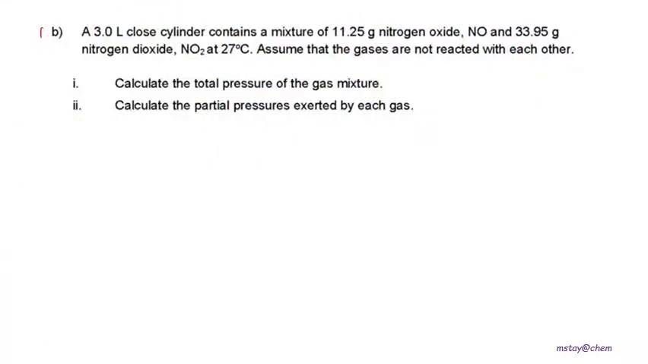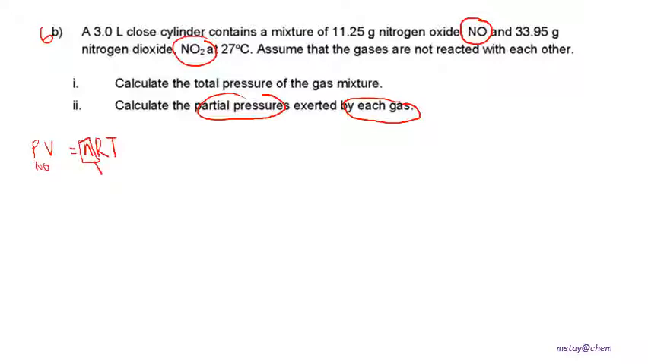Question 6b2, calculate the partial pressure exerted by each gas. So in this condition, again, we have nitrogen oxide and also nitrogen dioxide. Basically, we have two methods to calculate this answer. Either you can use the ideal gas equation, PV equal to nRT, but this time when you want to look for the partial pressure for NO, you have to make sure the number of mole that you substitute here is referred to the number of mole of NO.